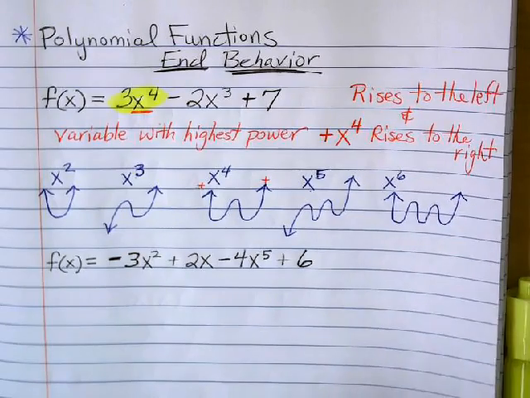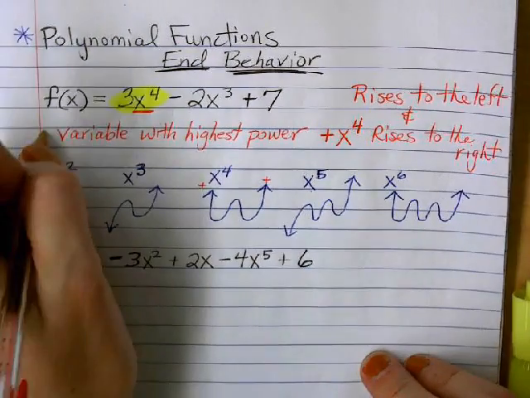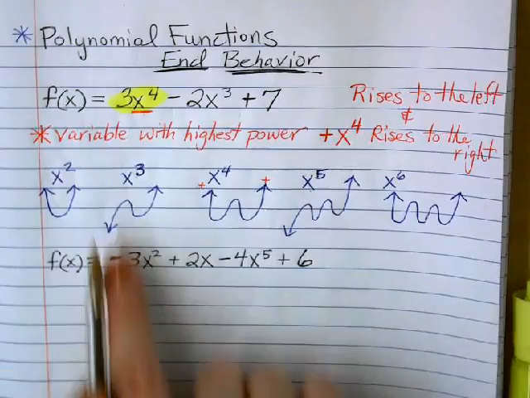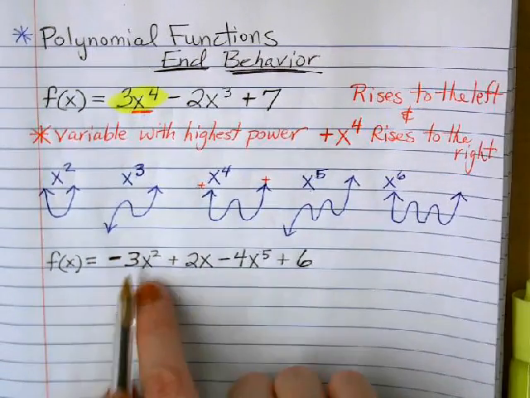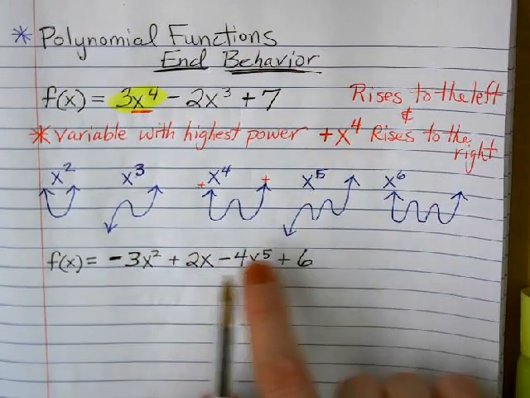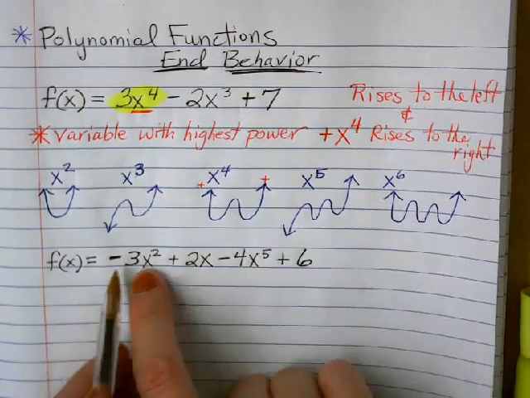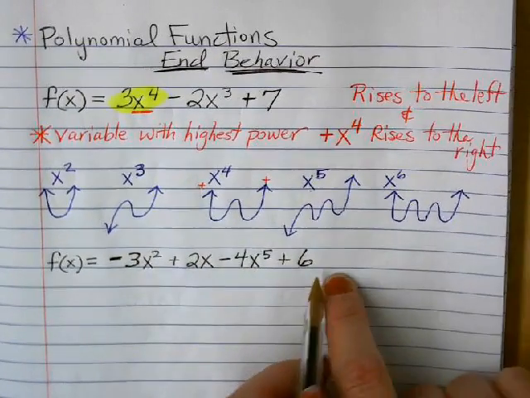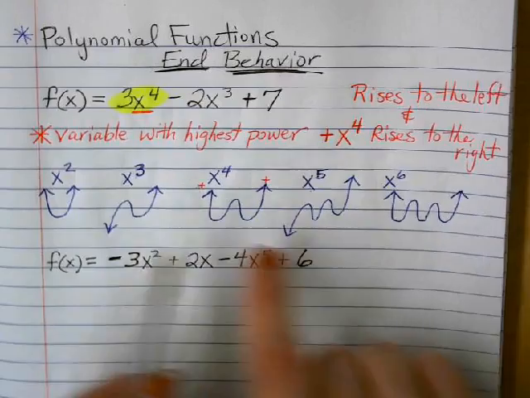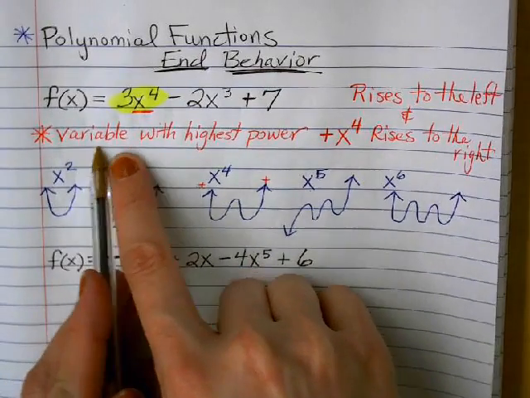So again, things to think about. There's a lot of little parts of that problem. There's 1, 2, 3, 4 terms. There are 4 terms there. But which one has the variable with the highest power?